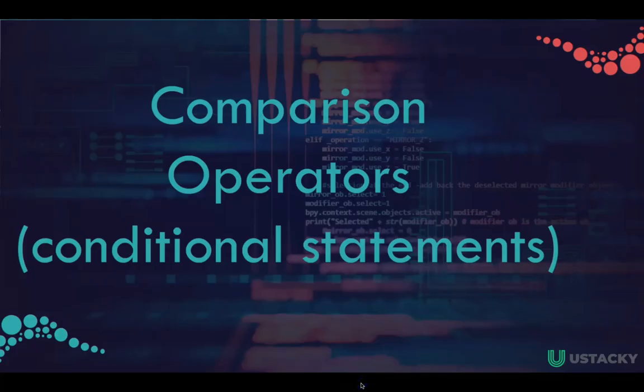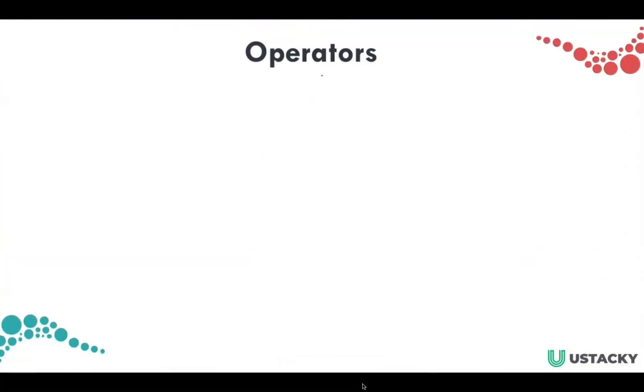In this tutorial, I'll be talking about comparison operators. Comparison operators are used in conditional statements. As I mentioned in the previous tutorial, conditional statements are either true or false. Now let's talk about the operators. The first one I'd like to talk about is the double equals sign. This checks for equality.